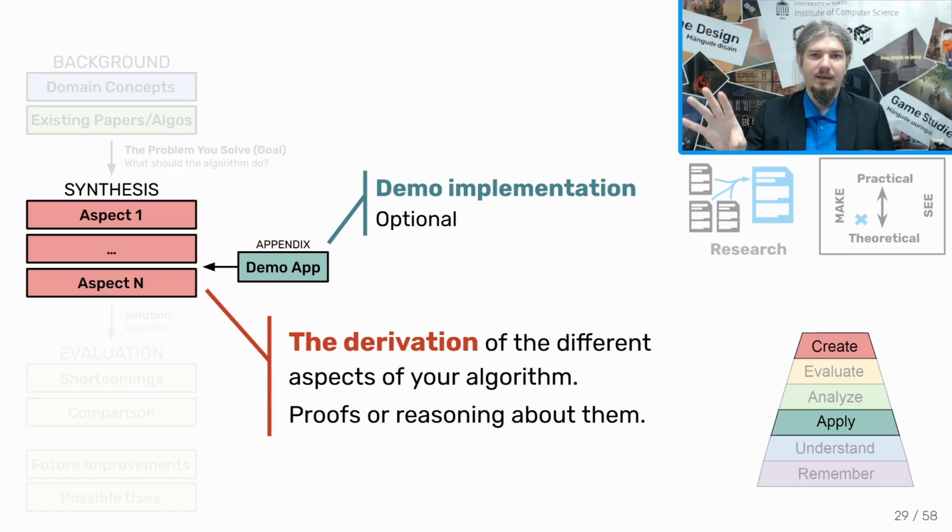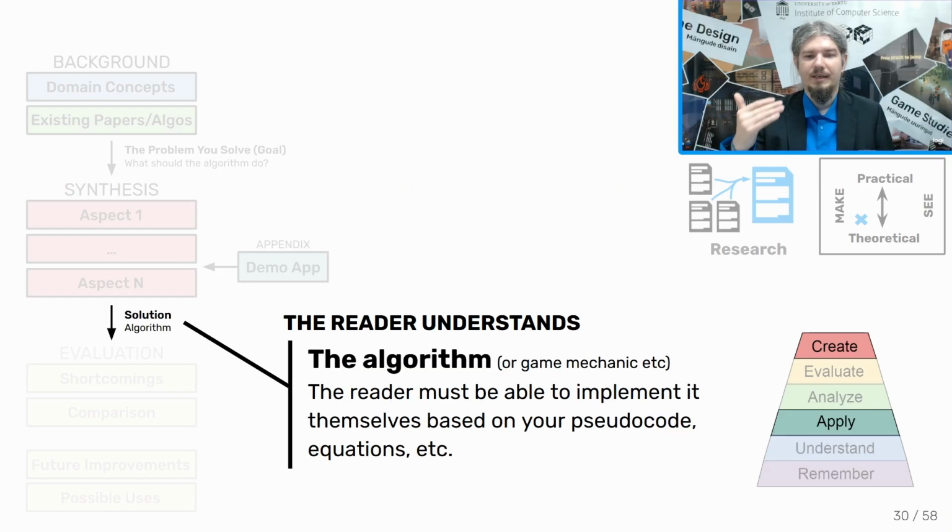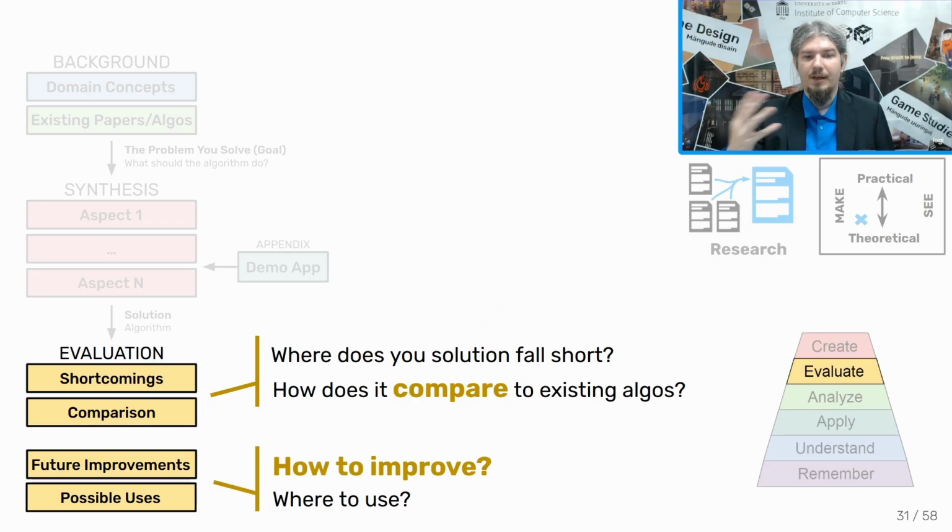It's a separate thing. Maybe people will look at it, maybe not, but from your synthesis chapter, they should be able to clearly understand what choices you made and why you made such choices, and they should be able to implement your algorithm from the description you provided in your thesis. So by the end of this second part, the reader really should understand your algorithm. They must be able to implement it based on the pseudocode or equations or whatever you used that best described your solution. And the third part is evaluation.